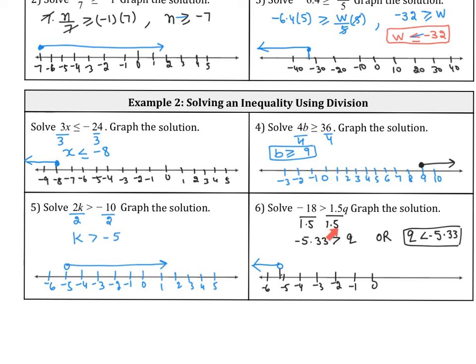Divide by 1.5 on both sides. Negative 18 divided by 1.5 is negative 5.33. So you're going to rewrite this as q is less than negative 5.33. So from negative 5.3, you're going to make an open circle and it's going to go to the less than side or on the left side.